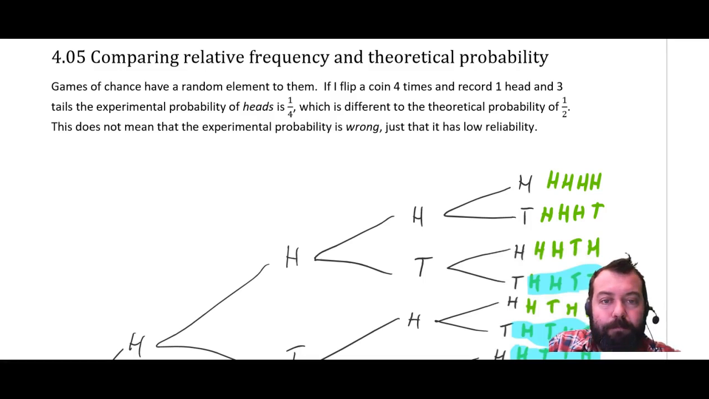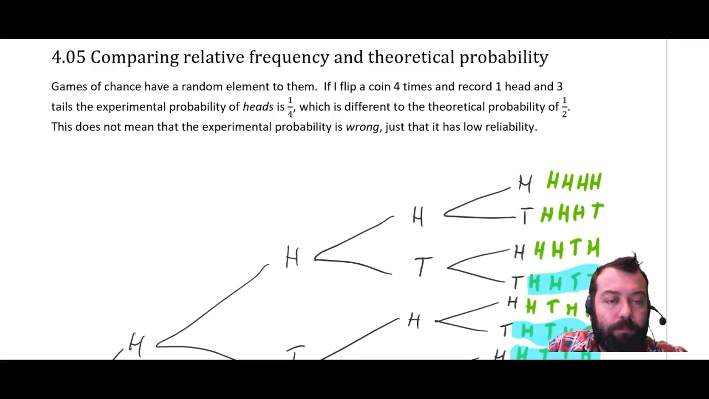Now consider this situation. If I flip a coin 4 times and it lands on heads once and tails 3 times, if I was to work out the experimental probability of heads based on that, then I would say the experimental probability is the relative frequency of 1 over 4. I know that the theoretical probability of landing on heads is 1 over 2 because they're equally likely outcomes. This is not to say that my experiment was wrong, but the problem is that I haven't done enough trials. The more trials I do, the more reliable it becomes.